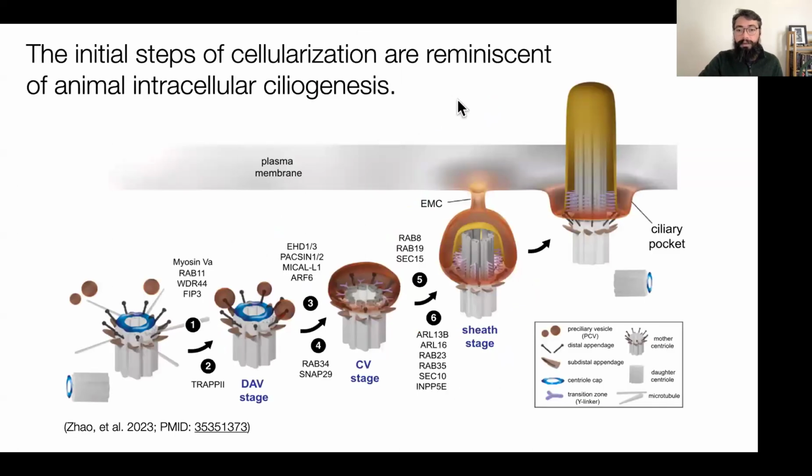Now, some of you might recognize this kind of process of the interaction of the centrosome with the plasma membrane, because it's pretty much what you see in animal intracellular ciliogenesis, in which the mother centriole recruits a vesicle, which is called the ciliary vesicle, and that vesicle fuses with the plasma membrane and allows the extension outside of the cell of the axoneme of the cilium. So part of my hypothesis is that the docking of the centrosome during cellularization in chytrids, because they also undergo ciliogenesis, is homologous to intracellular ciliogenesis of animals.